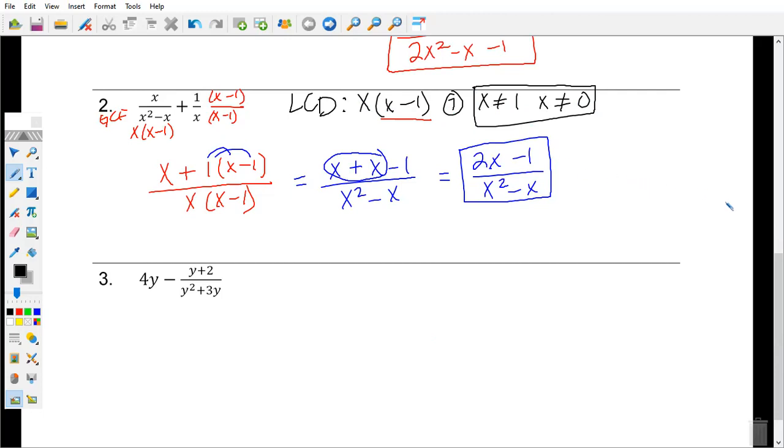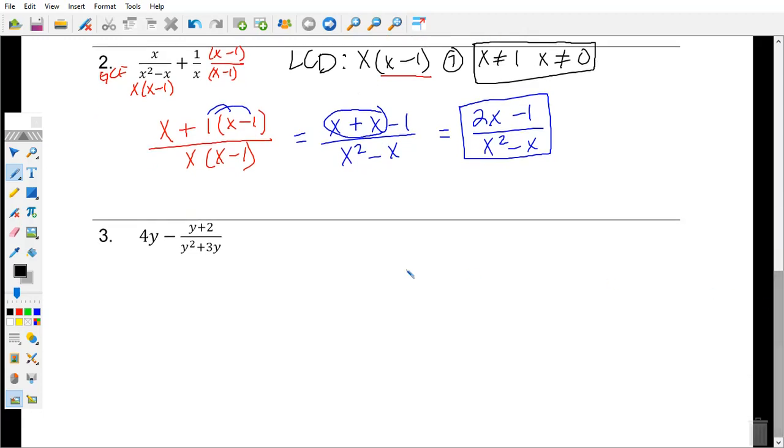Okay. Our last example is when one fraction does not have a denominator. Well, what do you do? You put it over 1. When you don't have a denominator, Casper the Friendly One pops out. And now does it have a denominator? Yes, it does. Okay. When that happens, your LCD is just going to be the only denominator that's present. And the only denominator that's present is y squared plus 3y.